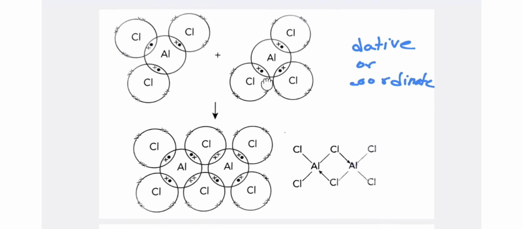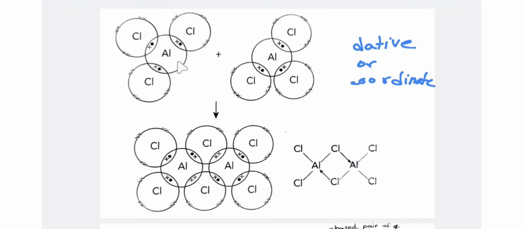And for a coordinate bond, we need one atom that has electron deficiency and another atom that has a lone pair of electrons. So chlorine has a lone pair of electrons, and aluminum has electron deficiency. So here aluminum chloride forms a bond where both the electrons in the bond come from chlorine. So it is a dative covalent bond.